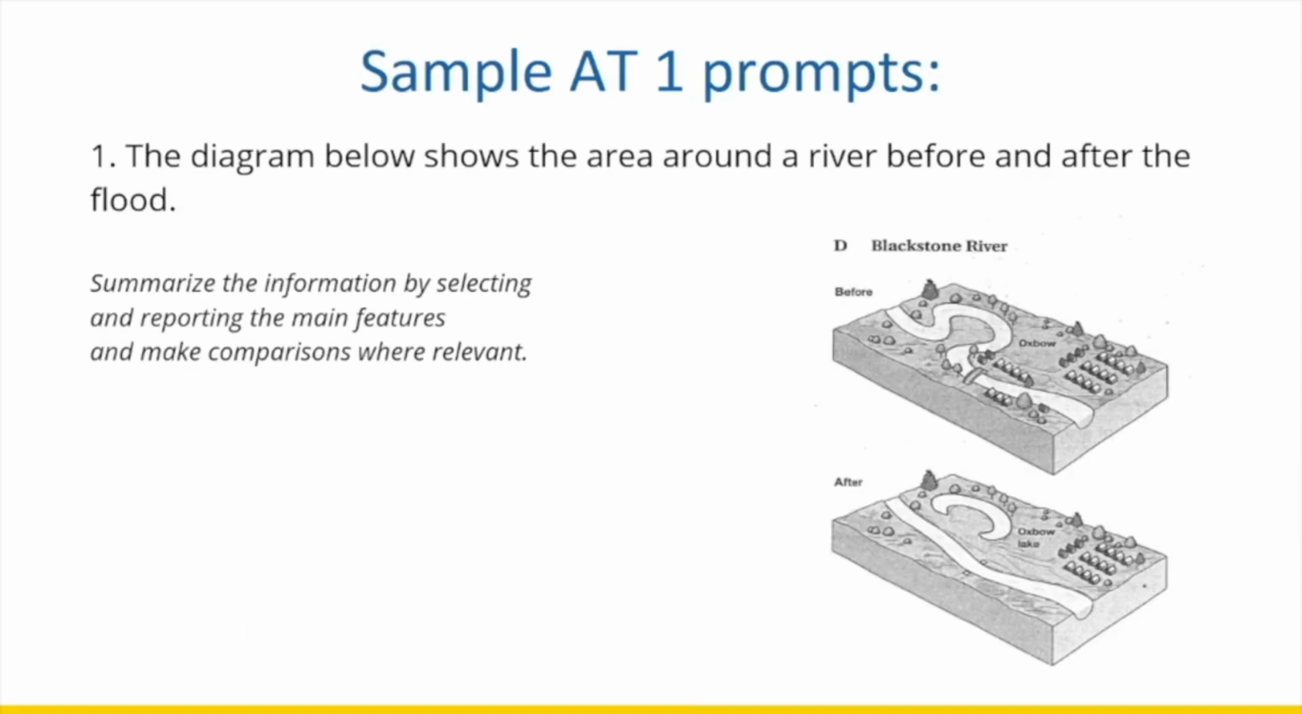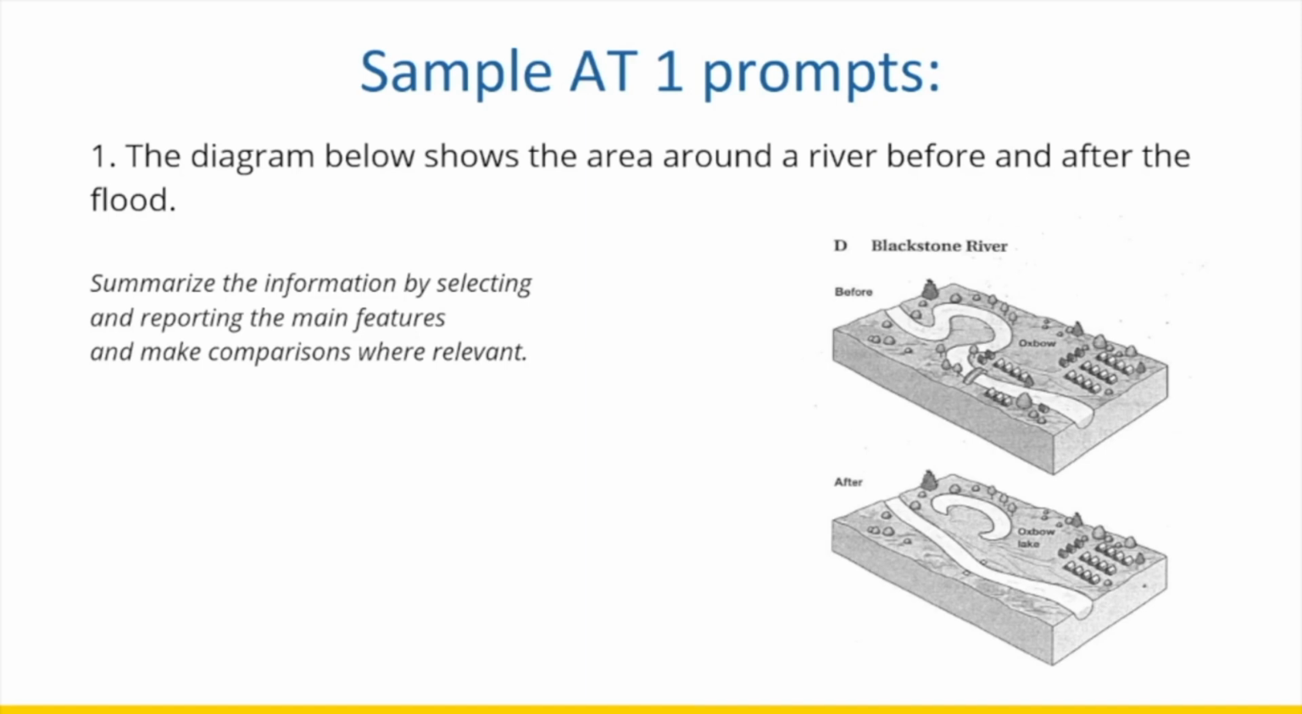Okay guys, so here we have our sample academic task 1 diagram prompt, and as you see, we have a prompt, and I'm going to go ahead and read it for you. The diagram below shows the area around the river before and after the flood. Again, so you see this diagram and you see 2 pictures. So it says Blackstone River, and you have before and after. So you see there's some changes happened, and I feel like those were not very positive changes, but this is your task, to identify what happened and describe what happened in this diagram.